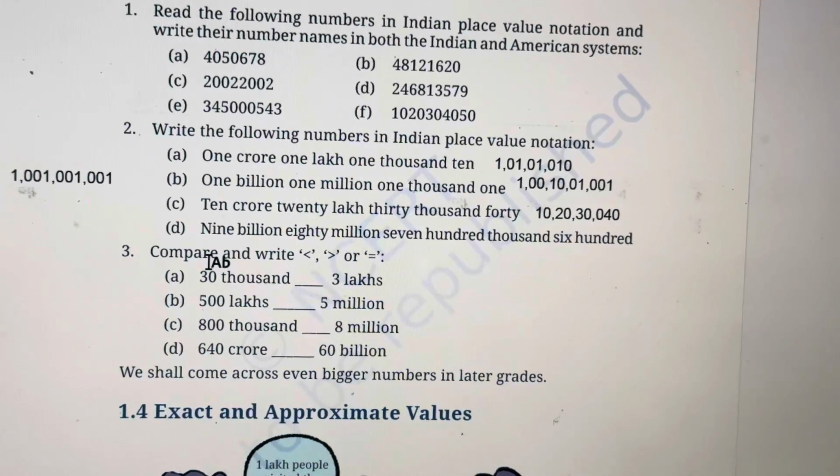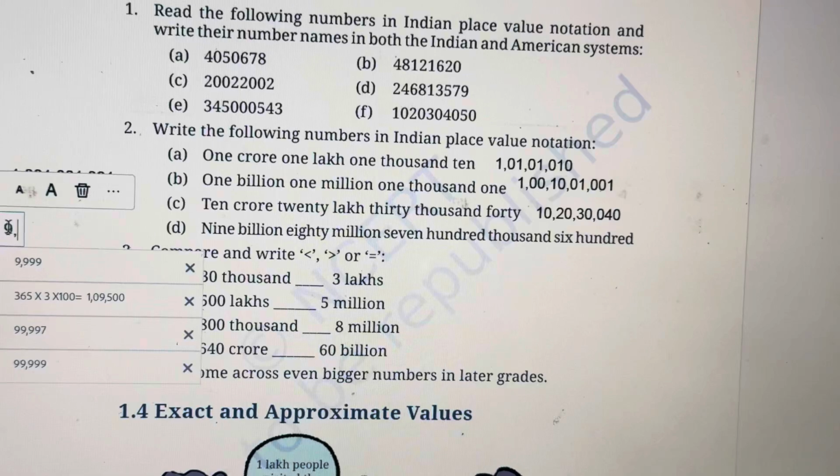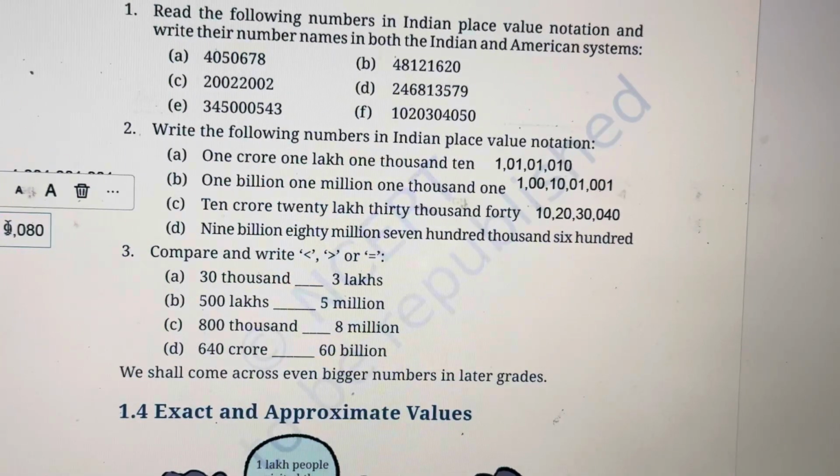Now again, question D is given in American system. So we'll write on the left hand side for us to understand. So it is 9 million, 9, comma, 80 million. So it is 080. Remember there should be 3 digits. So 080, comma, 700,000. So you write 700, comma, 600.